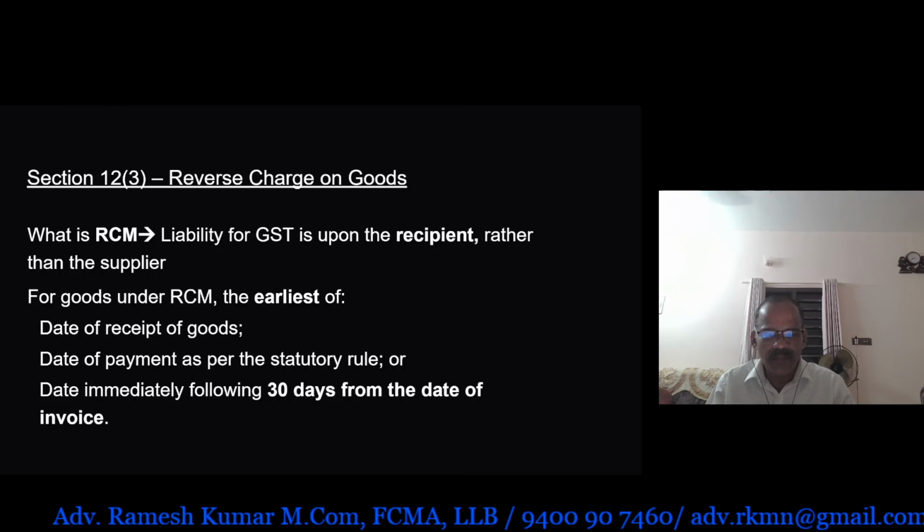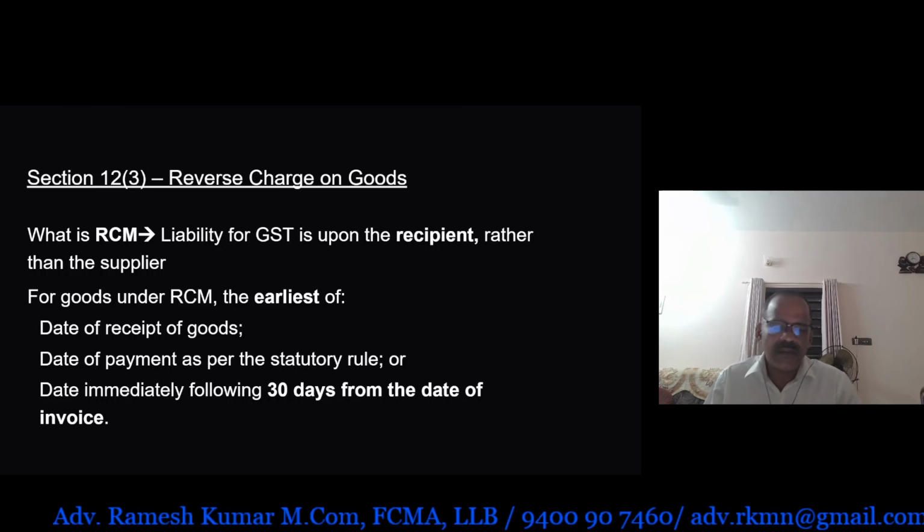Now, with regard to time of supply, the question is, when does the recipient's GST liability arise? Section 12, subsection 3 gives 3 possible dates. First is the date of receipt of goods. The second is the date of payment, which is determined according to statutory rule. And thirdly, the date immediately following 30 days from the date of the supplier's invoice. Look at the 3 dates. So we have to take the earliest of these dates.